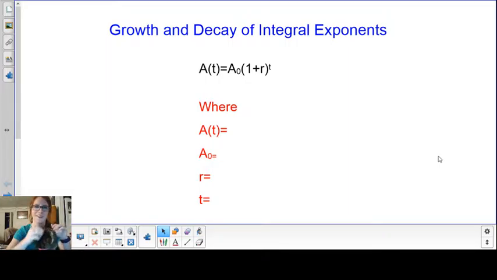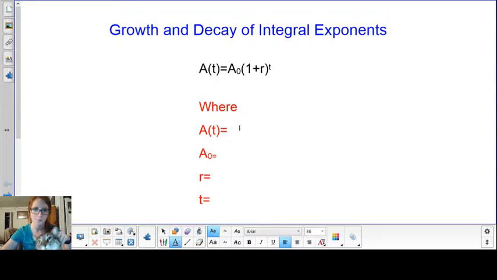So today we're going to go ahead and talk about growth and decay of exponents. So we're going to use this growth function where A of t is equal to the total after some time.